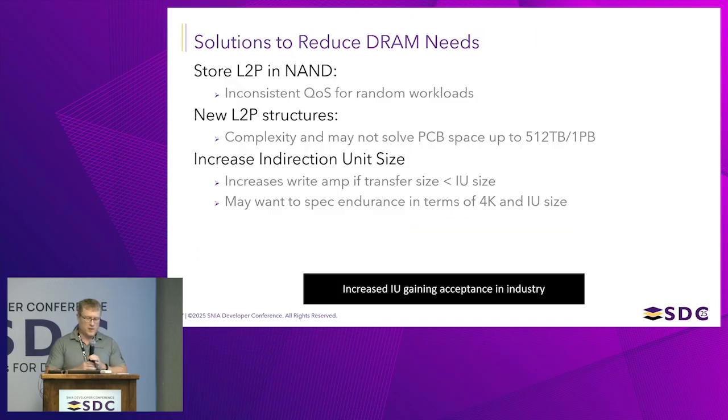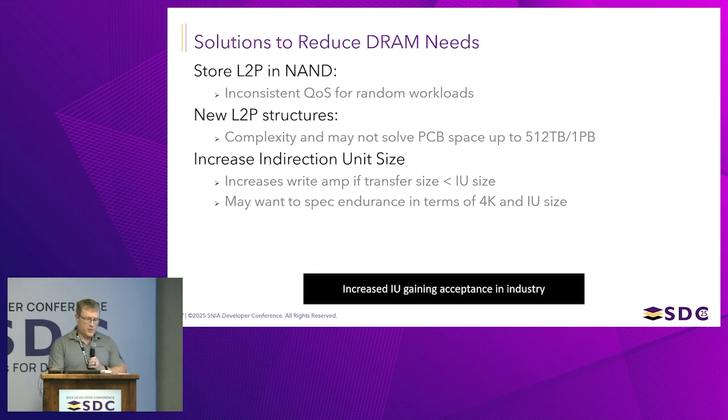So let's talk about solutions to reducing the DRAM that we need on these big SSDs. We could store the L to P table, the logical to physical table with the mappings, in the NAND instead of the DRAM, or cache pieces of it. That creates a QoS problem, and maybe that's okay for what you're using, maybe not. That's a bit more of a client SSD type solution. It's possible to do that though.